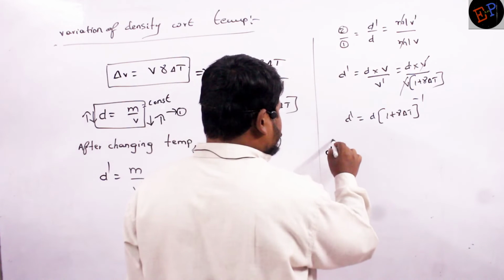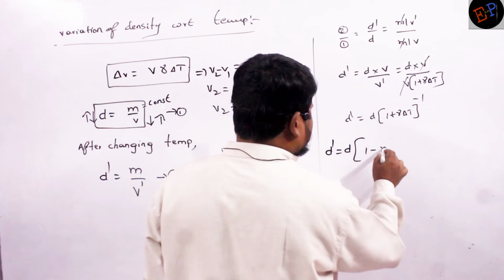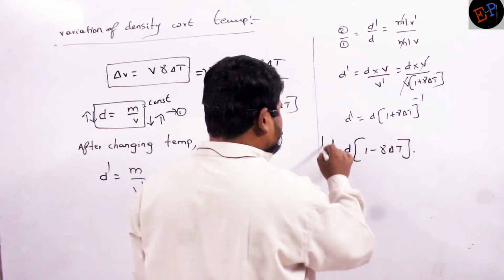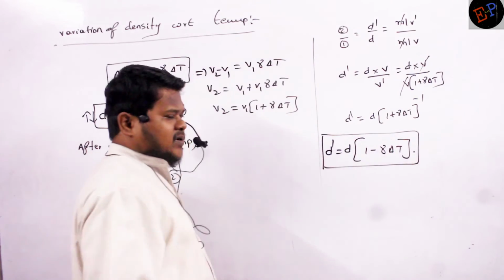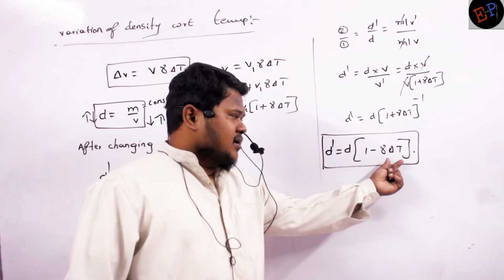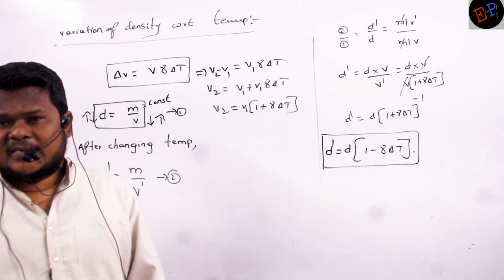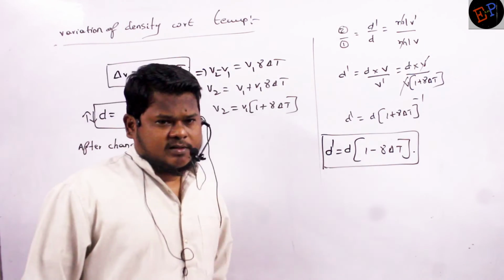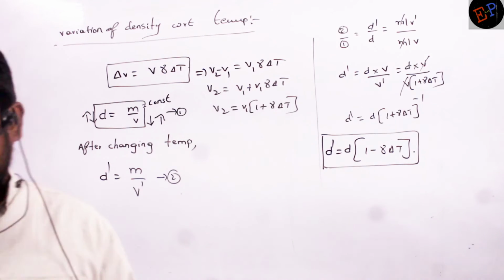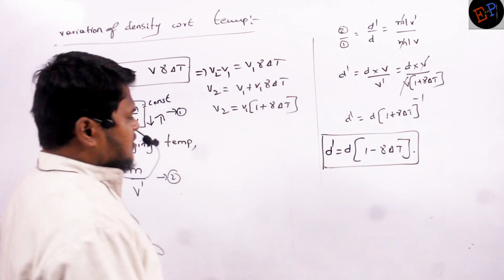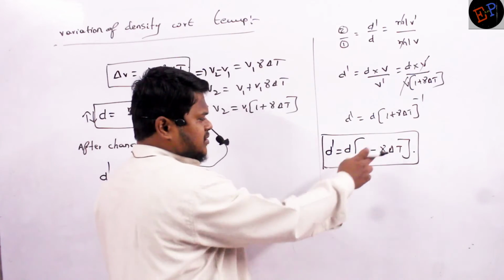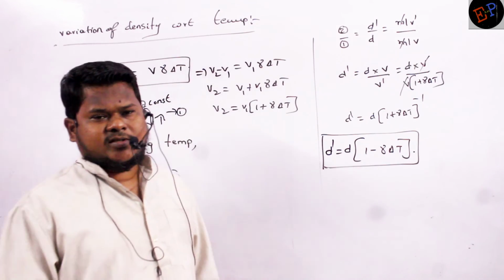So the final density is D multiplied by 1 minus gamma delta T. This is the equation to calculate the final density, where delta T is the change in temperature and D is the original density of that liquid. Understood? By this equation you can calculate the final density. D dash is the final density, D is the initial density, delta T is the change in temperature.